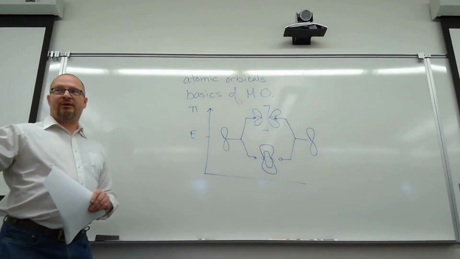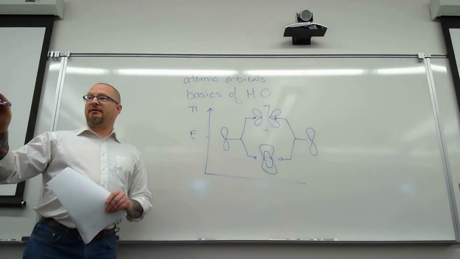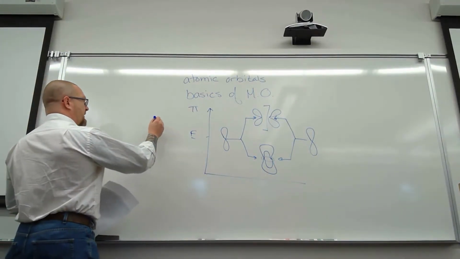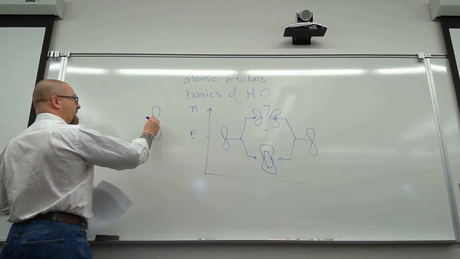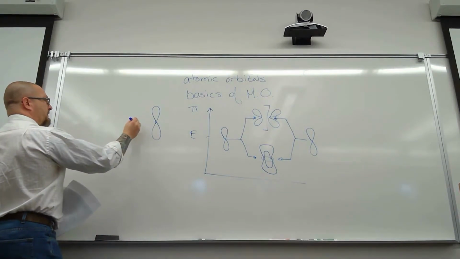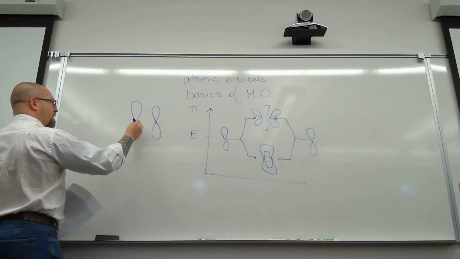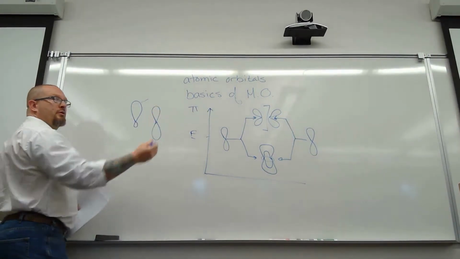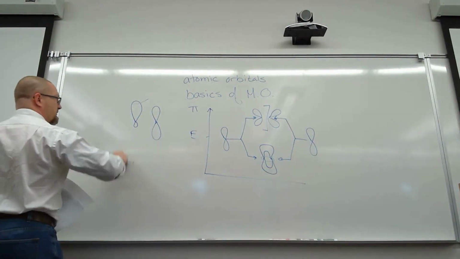And here's an important difference. If we were looking at the bonding and the nodes, a p orbital is symmetric around the nucleus. An sp orbital is asymmetric. And this will be the bonding zone for that interaction.